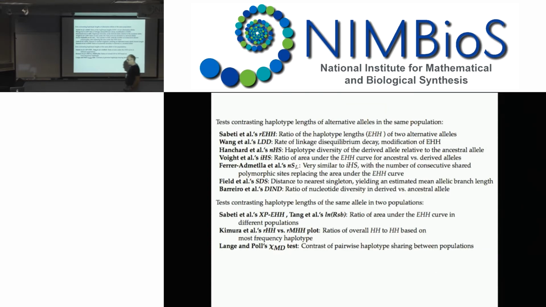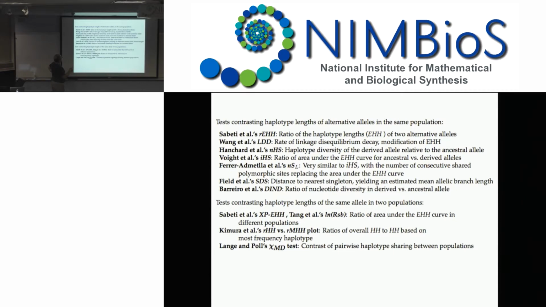So there's a bunch of tests in here. Only going to talk about a couple of them. Sabeti was the one that sort of started this approach, looked at the ratio of haplotype lengths in two alternate alleles. So one way to control for recombination differences is to take a SNP and look at different alleles at that SNP and then contrast the lengths. If you have a region of low recombination, that's going to impact all the alleles, and so that's an internal control for that. There's a bunch of others you've seen here.